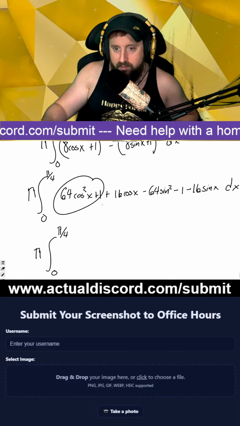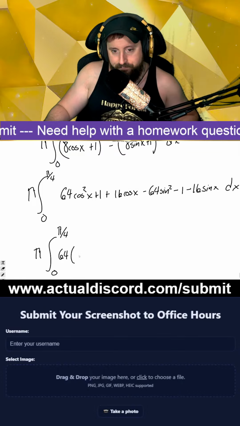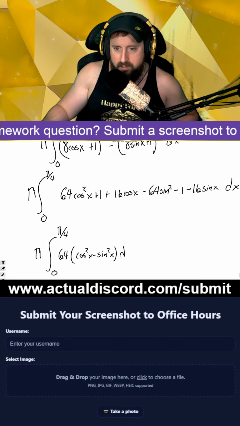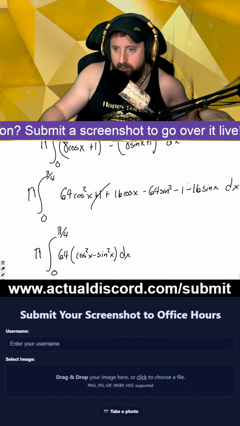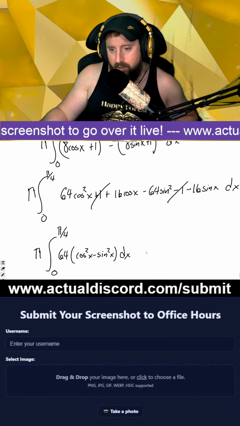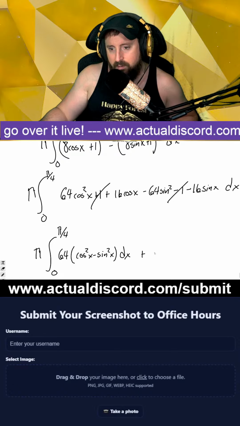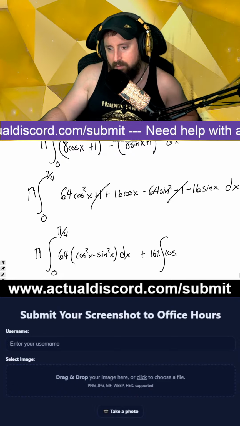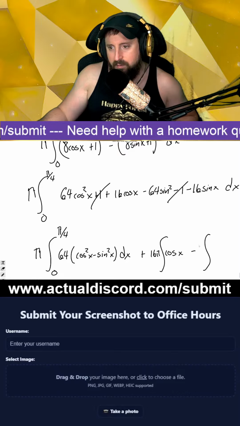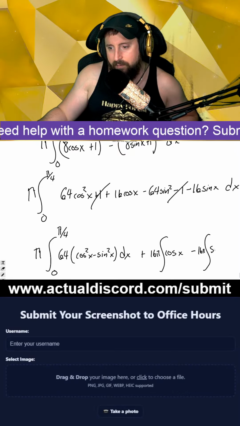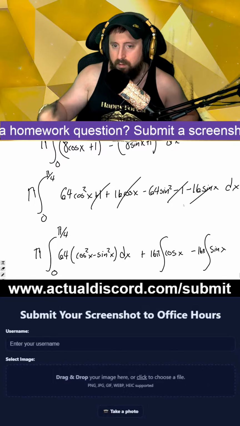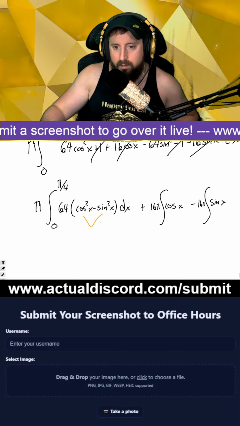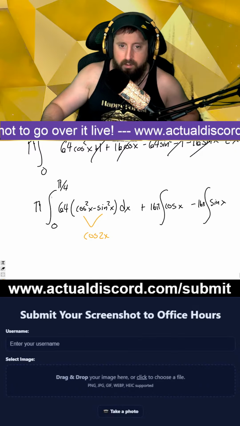I can group this and this to be 64 cosine squared x dx. I knew it was something. Plus 1 minus 1 goes away, right? And then we have plus 16 pi cosine of x minus 16 pi sine of x, right? So that gets rid of these. Yeah, this is cosine 2x. Very cool. That makes life easier.